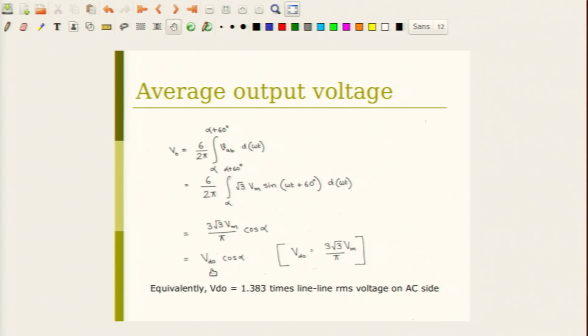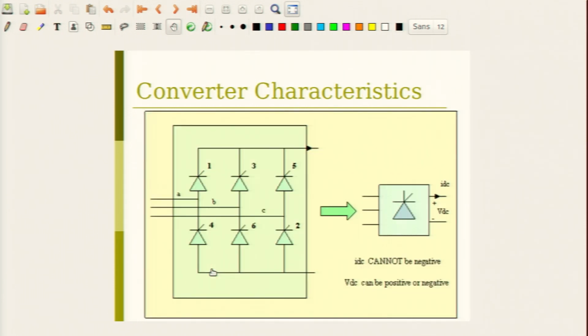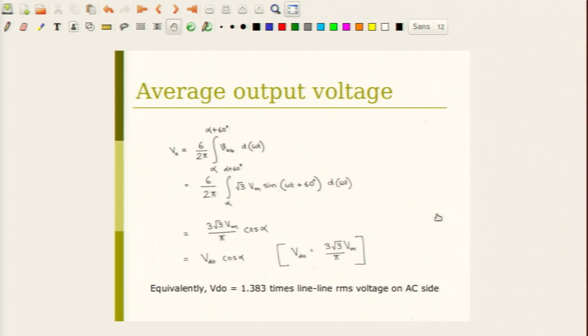Now, if you look at a thyristor bridge, let us replace it by some box here, a kind of black gray box. One of the important things you should remember is that, because the thyristors never conduct in the reverse direction, IDC can never become negative. But can VDC become positive or negative? The answer is yes, because it appears from the equation which we saw in the previous slide.